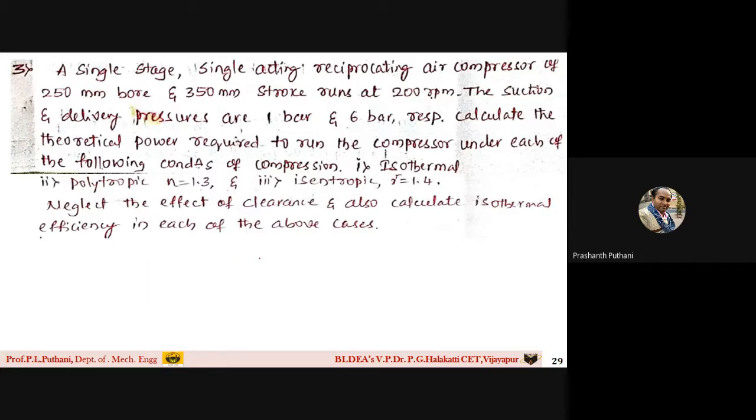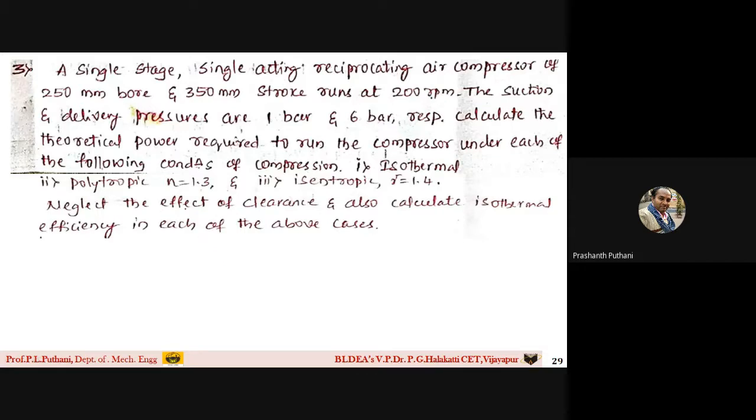So for 3 conditions you need to find out the power required to drive the compressor. One condition is isothermal, second condition is polytropic, third condition is isentropic. Neglect the effect of clearance and also calculate isothermal efficiency in each of the above cases. These are the things which he has asked us to find out.